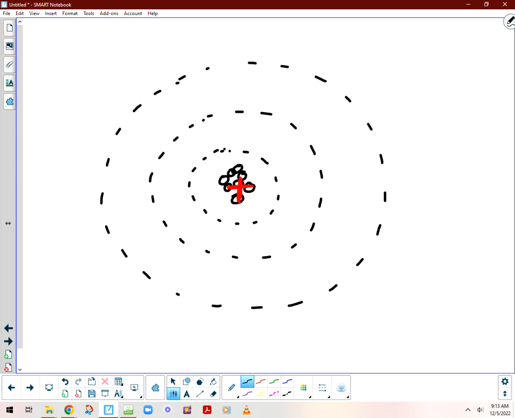Now, they're not going to be in just circles. There's going to be some spheres. There's going to be some parabolas. There's going to be some different, weird shapes based on what kind of orbital they're in, S or P or D or F. But you can kind of generalize it and say, hey, they're going to be in either energy level 1, or level 2, or level 3, and so on.